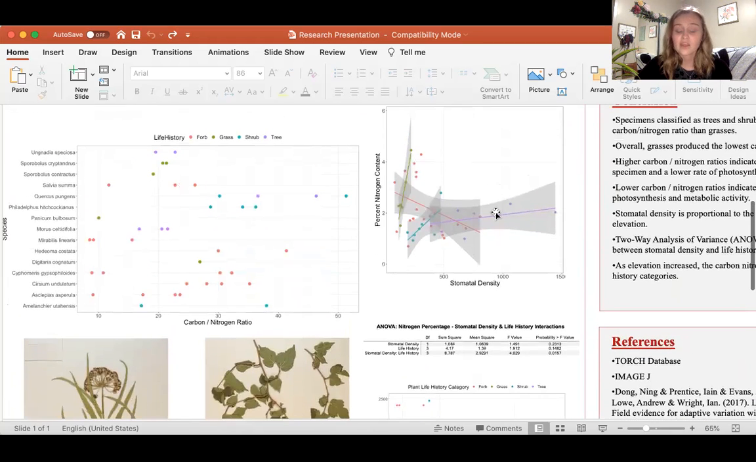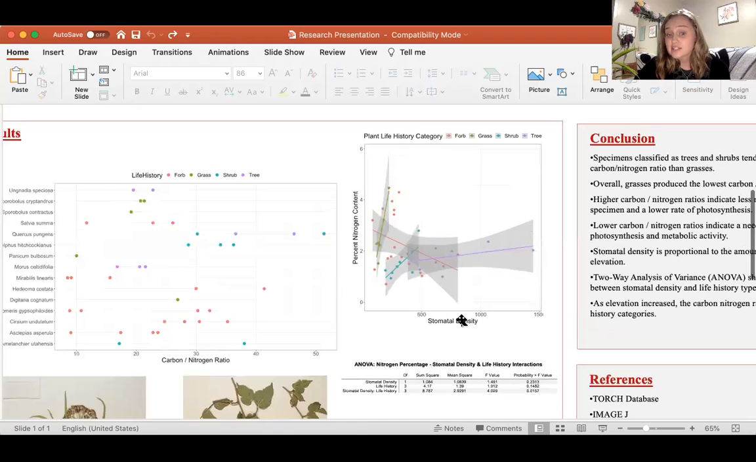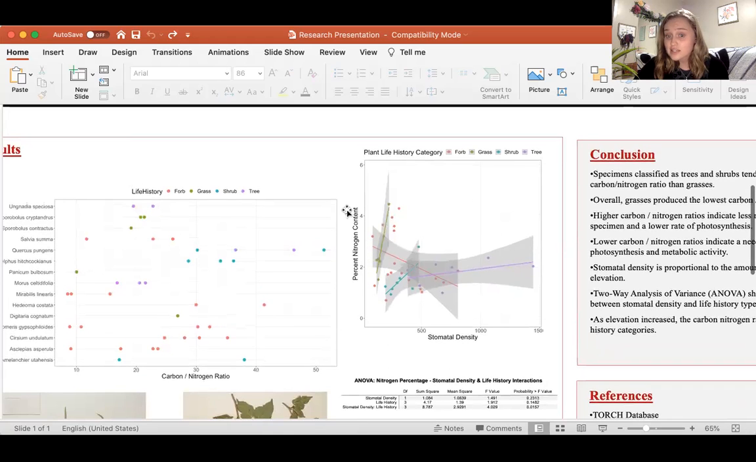As we compare stomatal density with our percent nitrogen content, you will see that for our grass, shrub, and trees, as our stomatal density increases, our percent nitrogen content also increases. However, for forbs, it does decrease, and we hope to obtain clearer results in the future whenever we have a larger population size of this result.